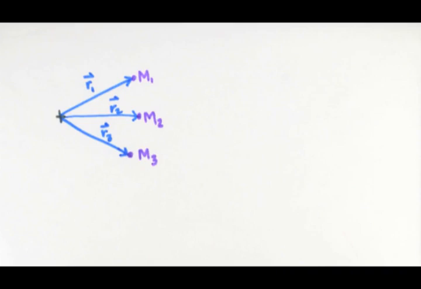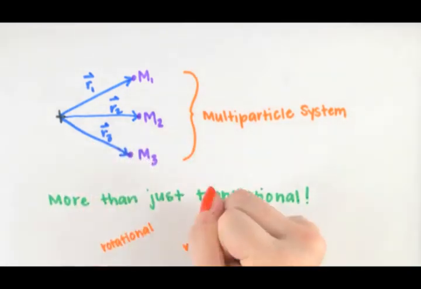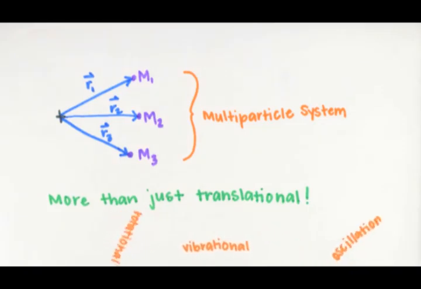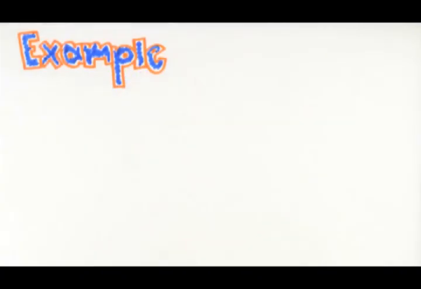Our recent discussions of multiparticle systems have now prepared us to understand more than just translational motion of the system's center of mass. So today we'll begin to discuss ways to organize our thinking of other types of motion within the context of energy. Let's make this more concrete by having a specific example in mind.